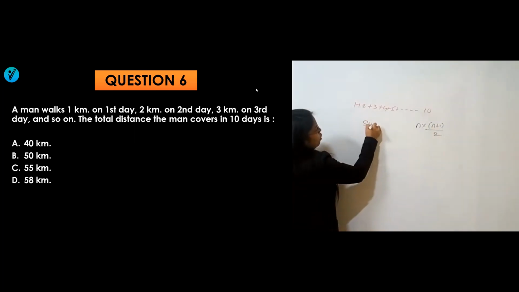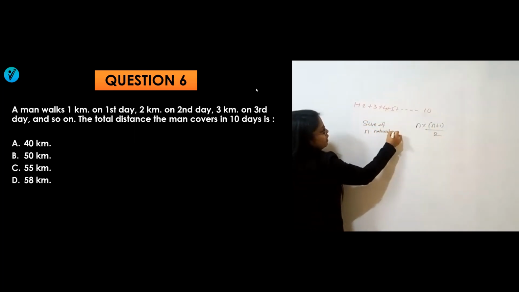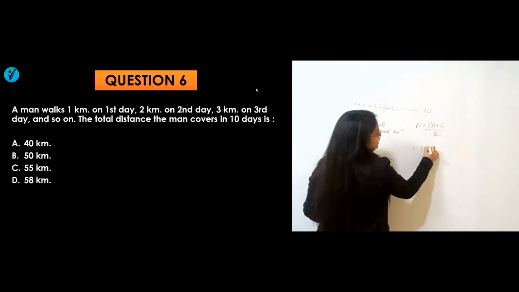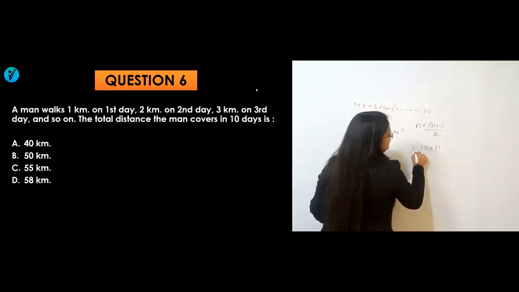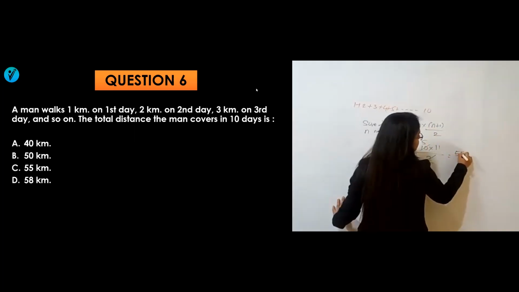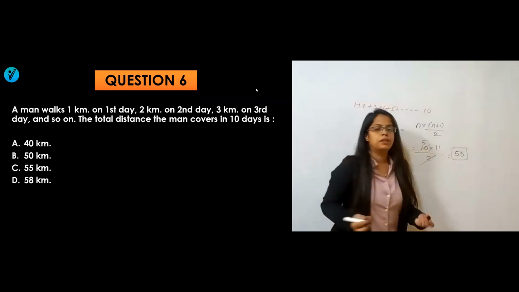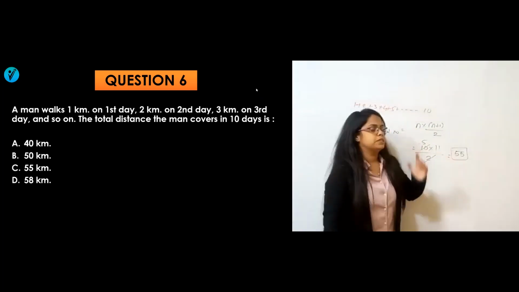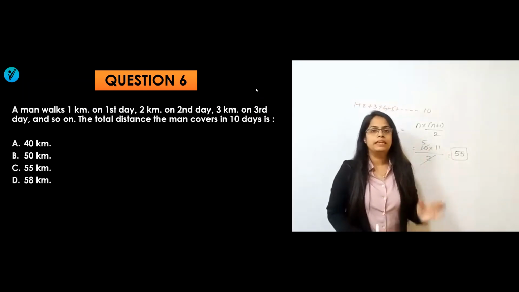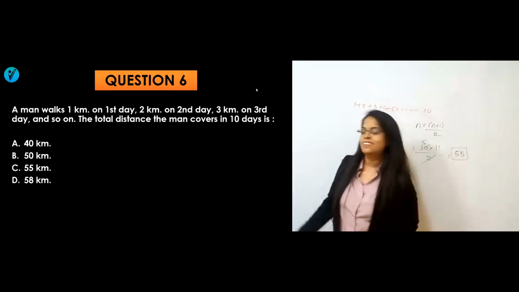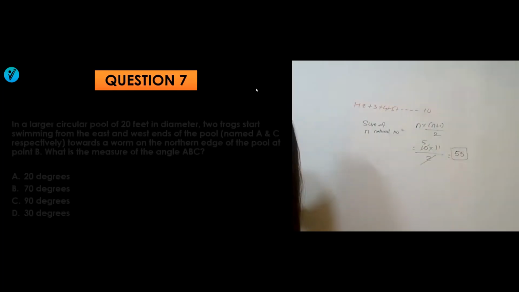What is it? Sum of n natural numbers. So what is this n? Here the value of n is 10. So it will be 10 into 10 plus 1, which is 11, by 2. 2 5s are 11 5s are 55. So your answer will be option C. Total distance covered is 55 kilometers. Up to 10 days, he will cover a total of 55 kilometers. Easier. Now let's go for the next one.